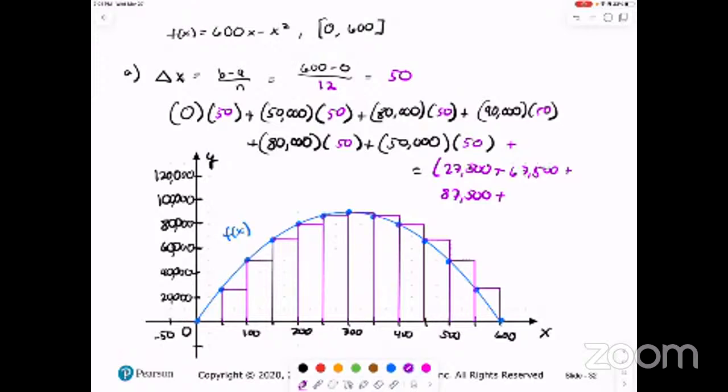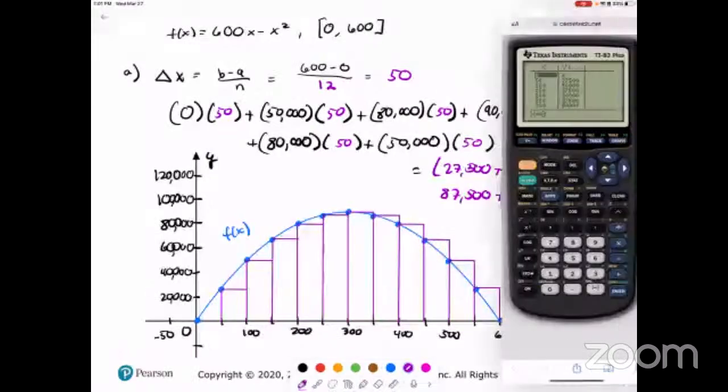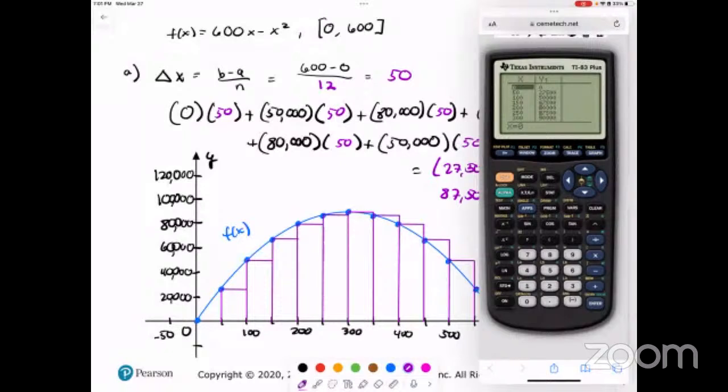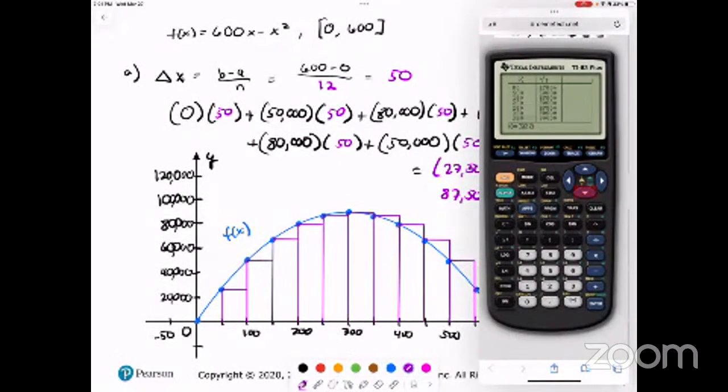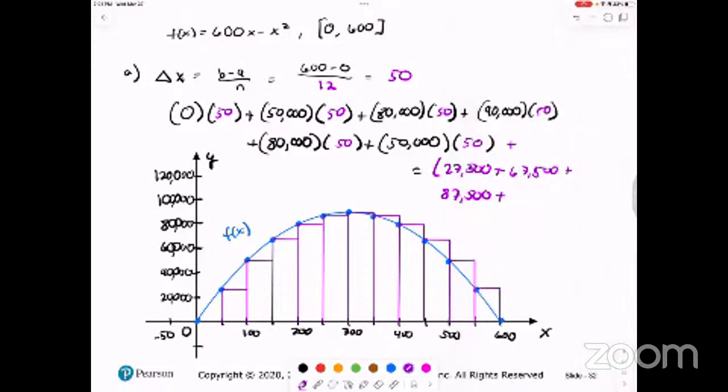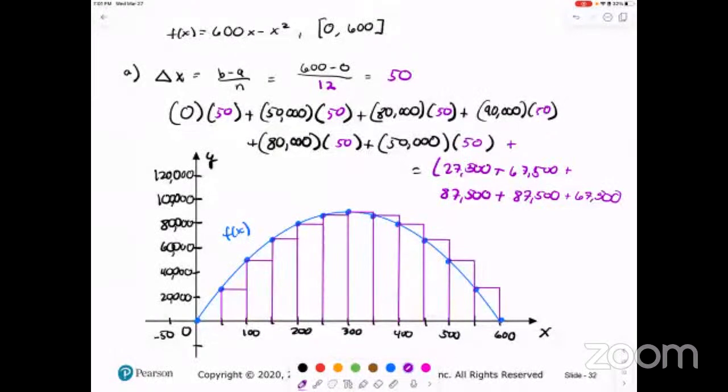So then does 350, is that also 87,500? It's 87 and then 67. I think it kind of repeats, right? So then, 350 was 87,500. 450 was 67,500. That's 450. And then 550 should be 27,500. So we get a result there.